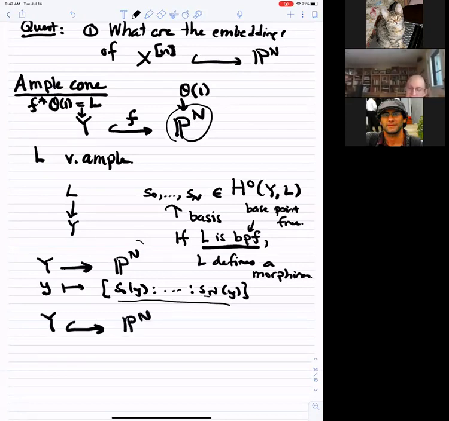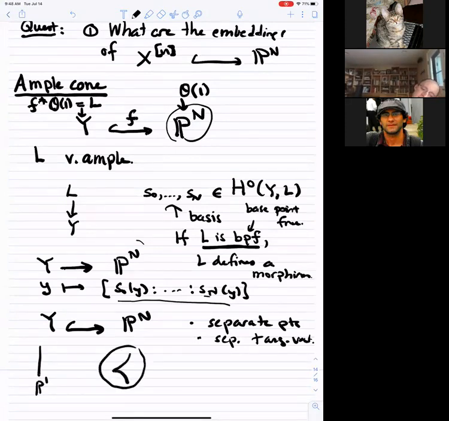And to say that this is an embedding, first you need to map distinct points to distinct points. So you need to what's called separate points. And you need to separate tangent vectors. But it's not enough just to map points apart. Here is an example: I could take P1 and map it to a cuspidal curve. This separates points, but at the cusp, it squishes the tangent direction, the derivative of the map vanishes. So it's not enough just to separate points, you also need to separate tangent vectors.